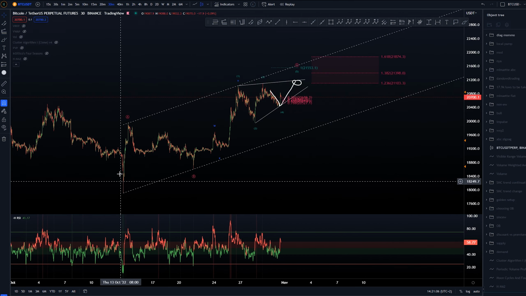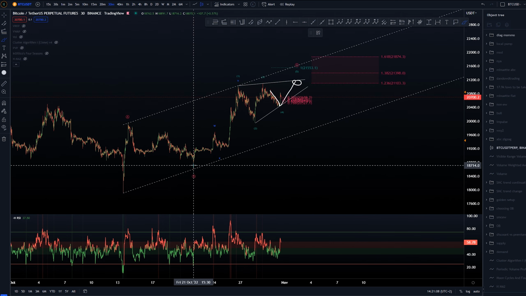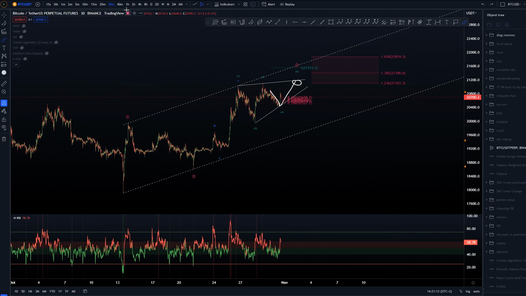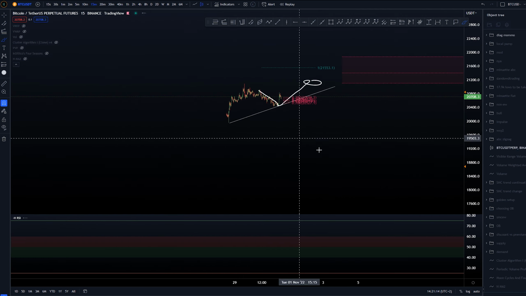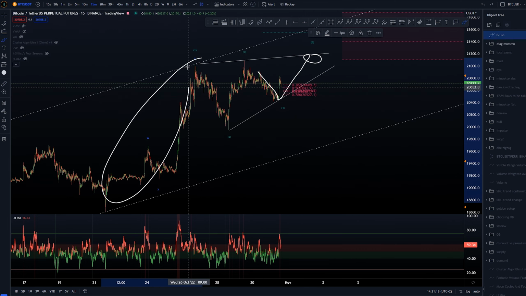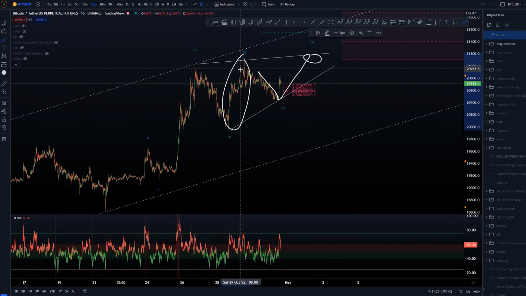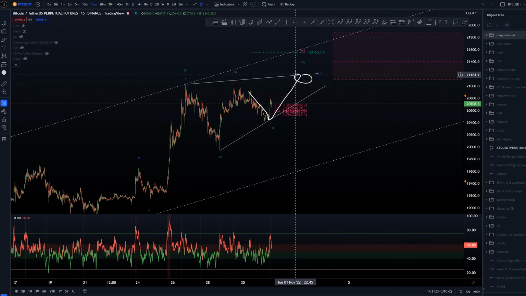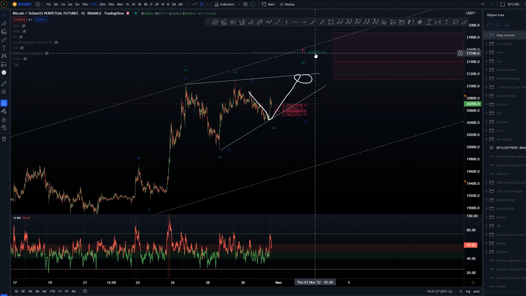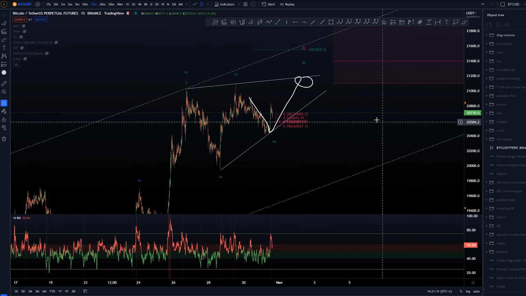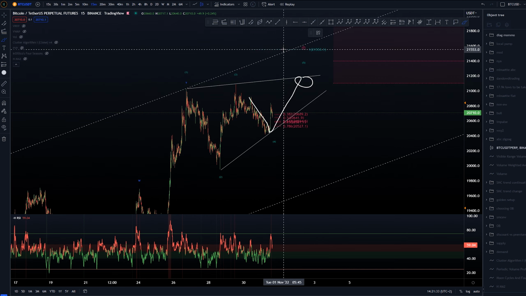Again, having this A, B, and then C, where C would be a contracting ending diagonal, 1 2 3 4 and then 5. Wave 5 should not be larger than wave 3, because again, wave 3 is already smaller than wave 1, and wave 3 can never be the shortest wave in any of these impulse wave structures. So 1-to-1 would be all the way up in here around 21.5k. So again, that is the max it can go.